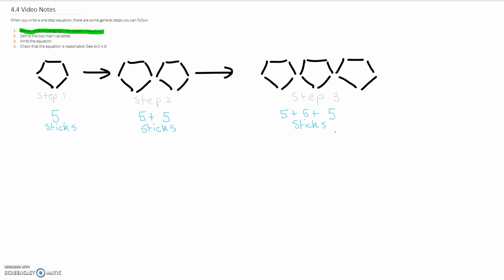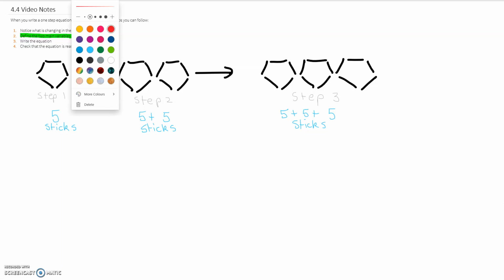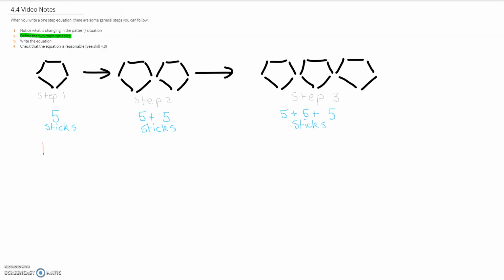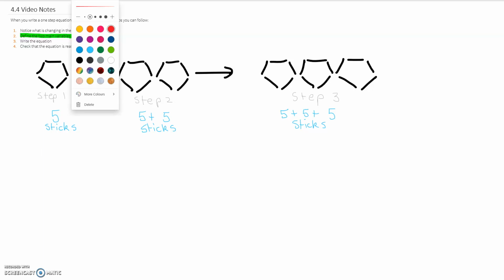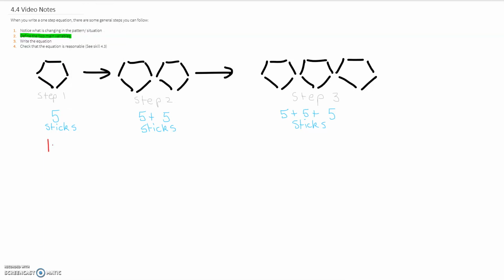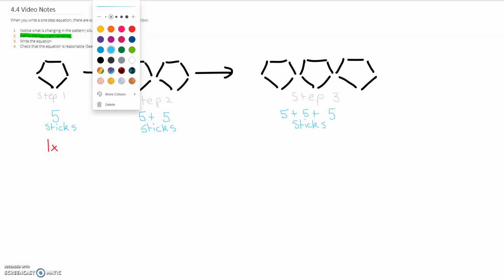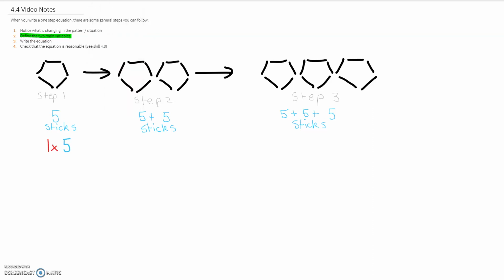All right. So we've noticed what's changing in the pattern. So let's move on to the next part. We're going to define the variables, and to do that, we're going to rewrite this number of sticks in a bit of a weird way. I'm going to say that there's 1 lot of 5 sticks in this first step. In the second step, there's 2 lots of 5 sticks. And in the third step, there's 3 lots of 5 sticks.